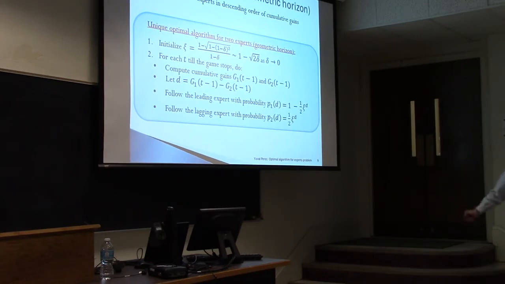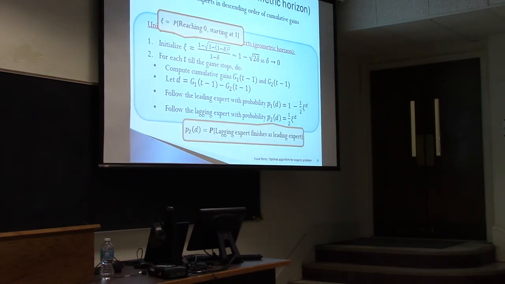See, it looks a lot like the multiplicative weights, except we're not multiplying everyone by weights and normalizing. Instead, we're just taking the lagging expert, multiplying his weight by c to the lag, and assigning the remaining probability to the leader, and this turns out to be optimal. So it's not approximate for 2 experts, because it is exactly optimal for all times. And you see the dependence on delta is just in this value c.